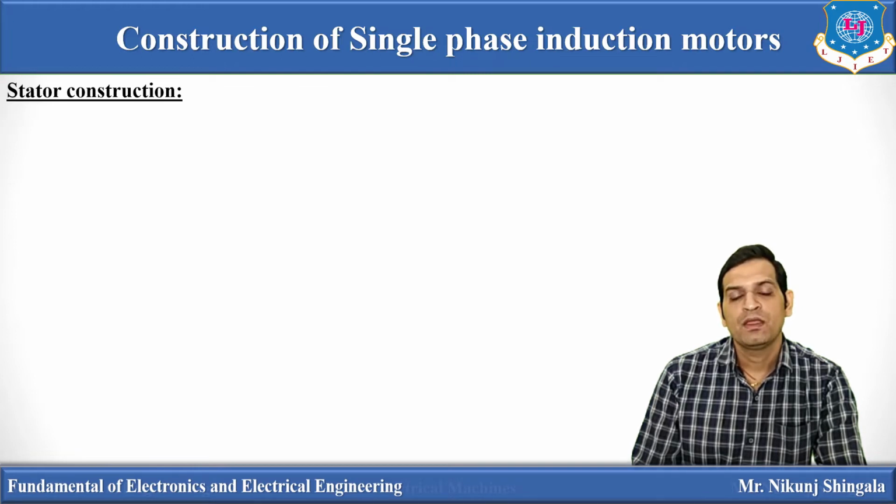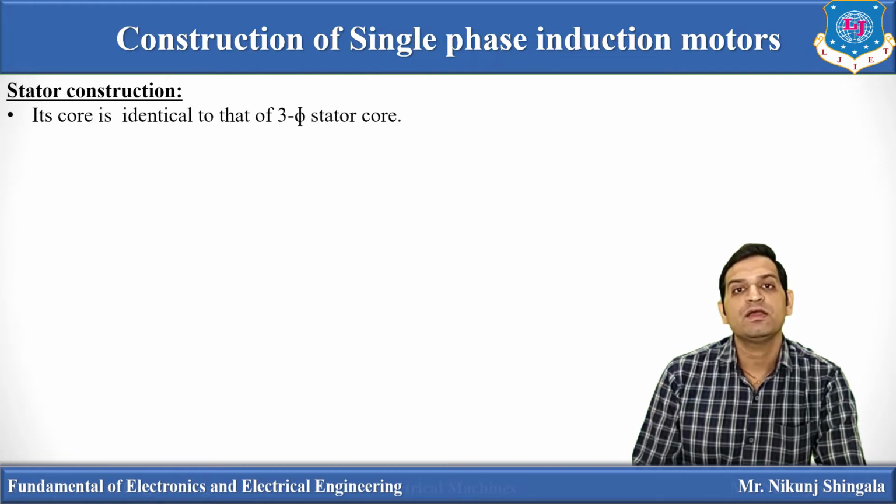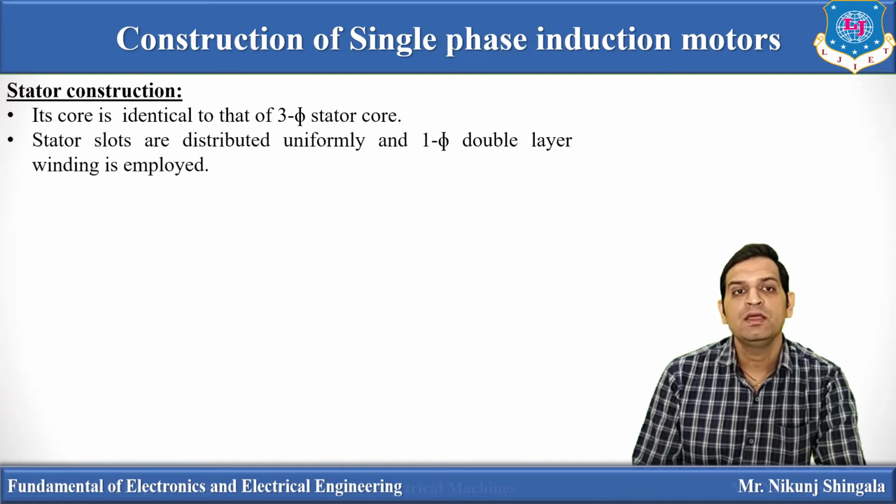Now the stator. As this is a single-phase induction motor, a single-phase winding will be there. The stator core is identical to the three-phase stator core, in a hollow cylindrical form, with slots on the inner periphery. The stator slots are uniformly distributed, but here a single-phase double-layer winding is employed. As it is a single-phase motor, only one phase winding is used, but the winding is placed in such a way that it looks like a double-layer winding.